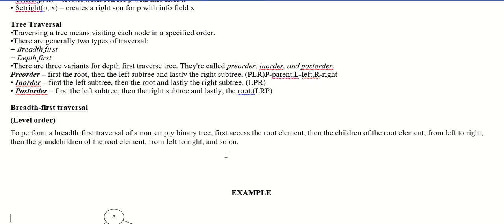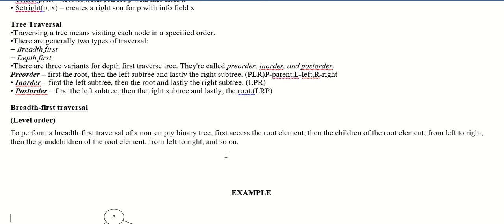In order, we start with the left, then parent, then right. So that is the order. You have to start with left, then parent, then right. Then we have post order. For this one, we do the left, then right, then parent.